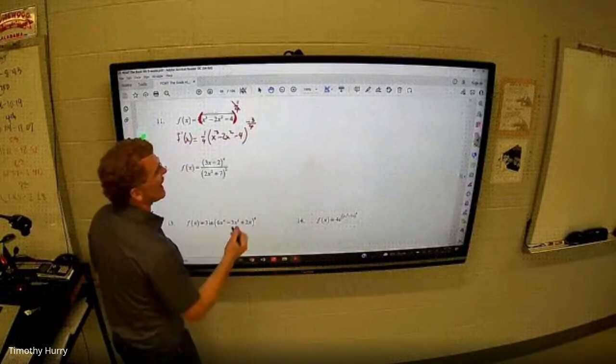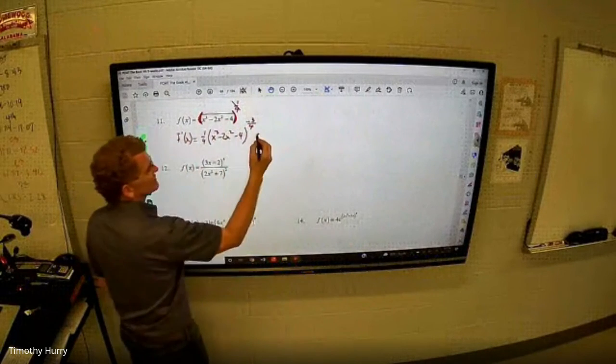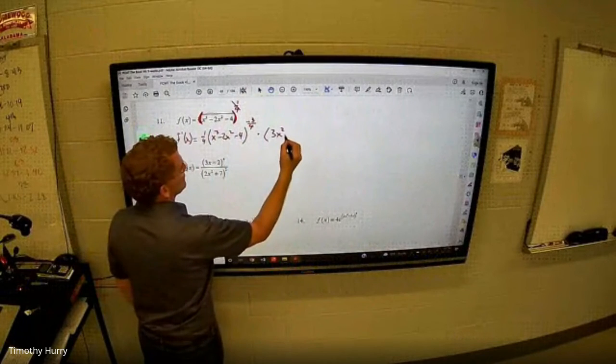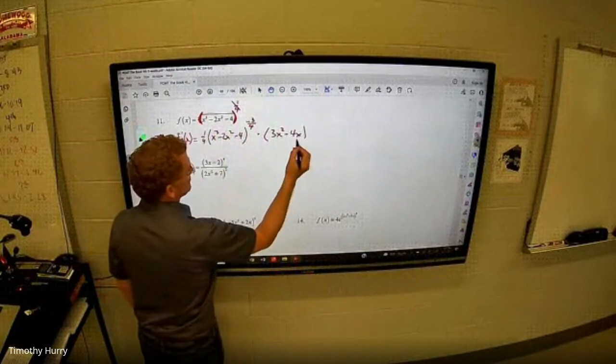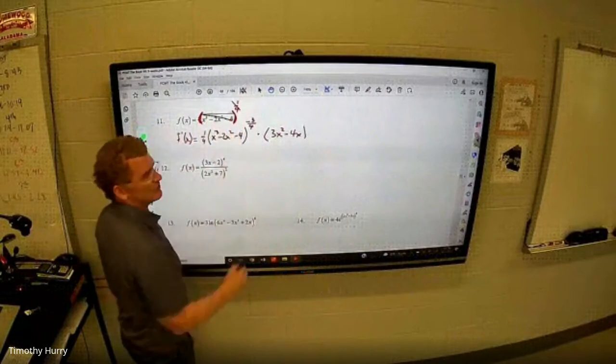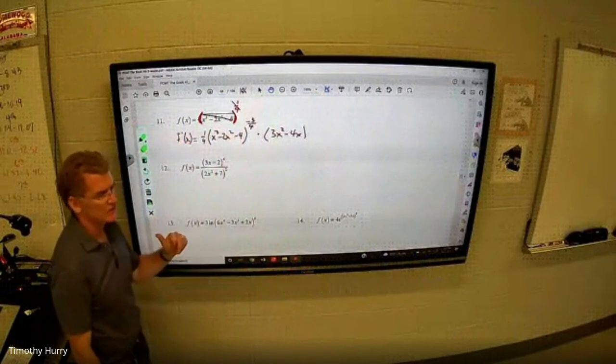Now I go back and take the derivative of the inside part: 3x squared minus 4x, period. And that takes care of the inside part. Outer function, inner function.